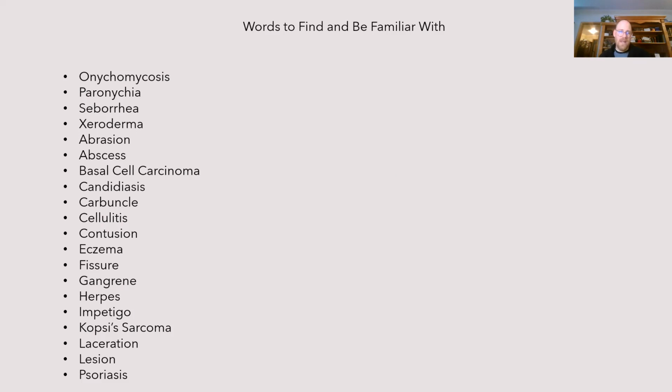Onychomycosis, paronychia, seborrhea, xeroderma, abrasion, abscess, basal cell carcinoma, candidiasis, carbuncle, it's a funny one, cellulitis, contusion, eczema, fissure, gangrene, herpes, impetigo, Kaposi sarcoma, I think I misspelled that. Sorry about that. That is actually a type of skin cancer found in men with AIDS. Laceration, lesion, psoriasis. Look those terms up and be familiar with them.